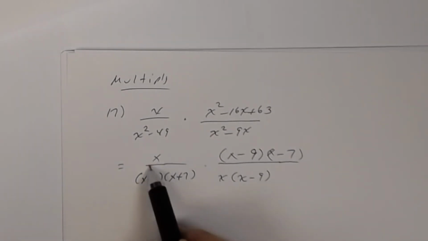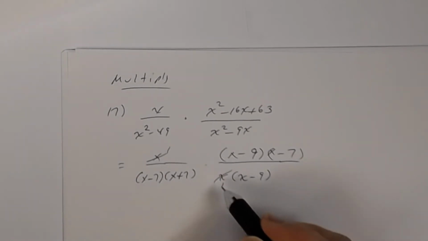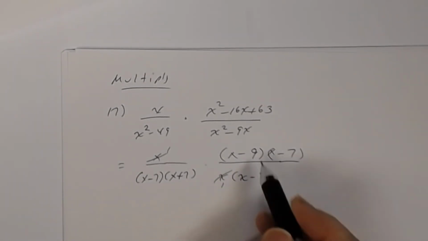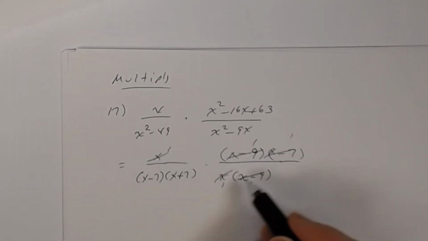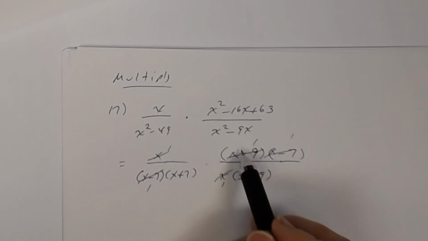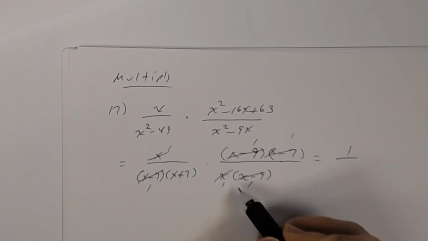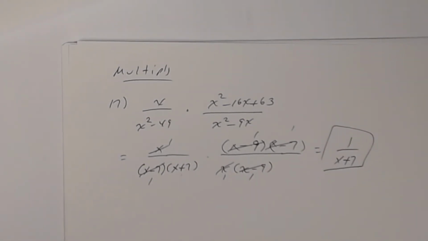So the first factor you see is an x. I can reduce it with this x. So remember, divide those out. You got to show that. The next factor is x minus 9. I can reduce it with this one, just like this. The next factor is x minus 7. I can reduce it with this one. And that's about it. So you're going to get 1 times 1 times 1 is 1. 1 times x plus 7 times 1 is x plus 7. So there's your answer.